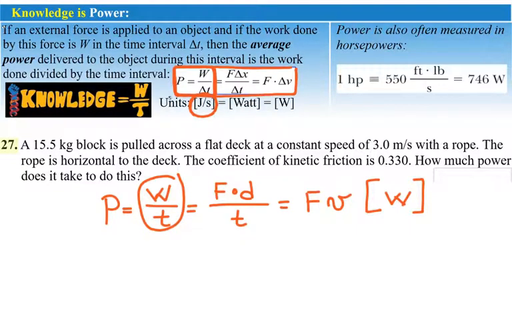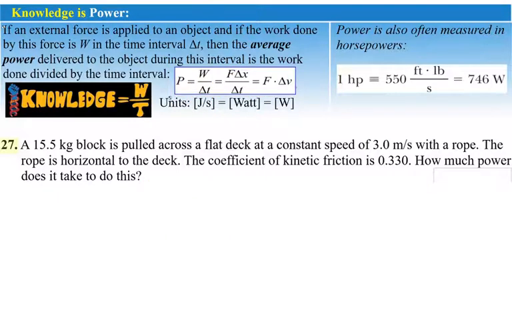Let's look at one of the examples, number 27 in our lesson. So in number 27, they say a 15.5 kilogram block is pulled across the flat deck at the constant speed of 3 meters per second with a rope. The rope is horizontal to the deck. The coefficient of friction is 0.33. How much power does it take to pull the block?